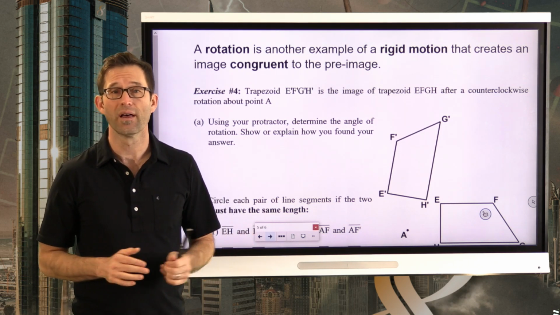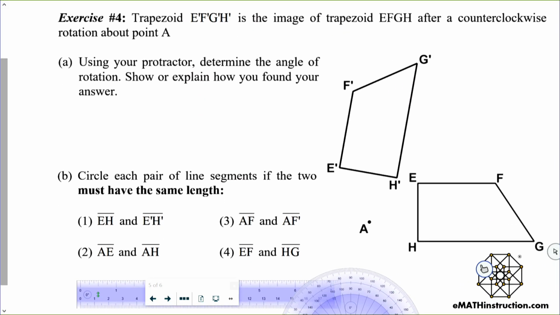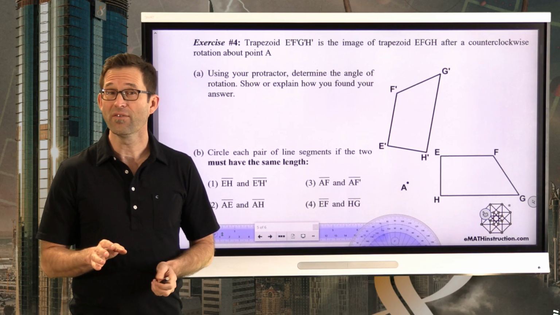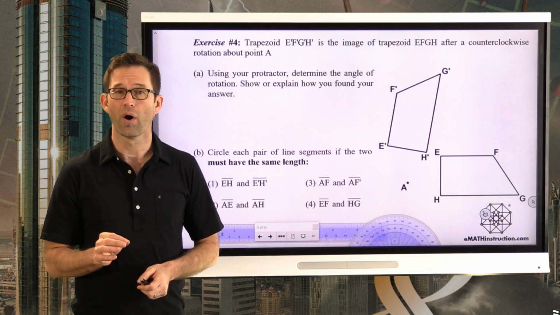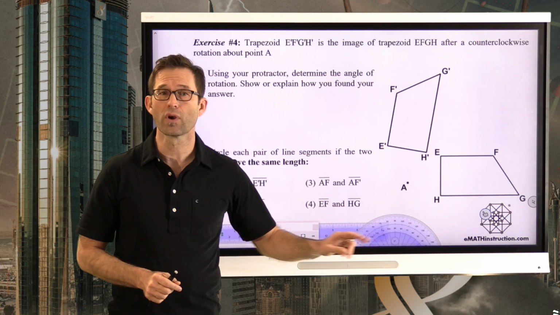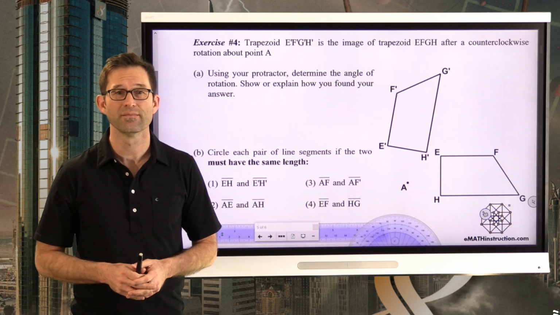So let's take a look at one last exercise. Exercise number 4. Trapezoid E prime, F prime, G prime, H prime is the image of trapezoid EFGH after a counterclockwise rotation about point A. Using your protractor, determine the angle of rotation. Show or explain how you found your answer. All right, well, we haven't done this yet, and yet I think you have enough knowledge to figure it out. So I'd like you to pause the video and see if using your protractor, you can figure out the exact angle of rotation. Go ahead now and try this.